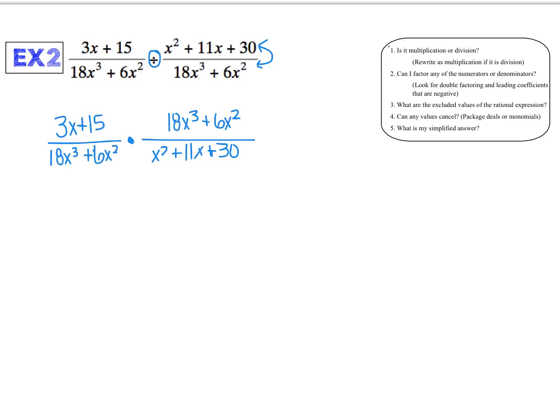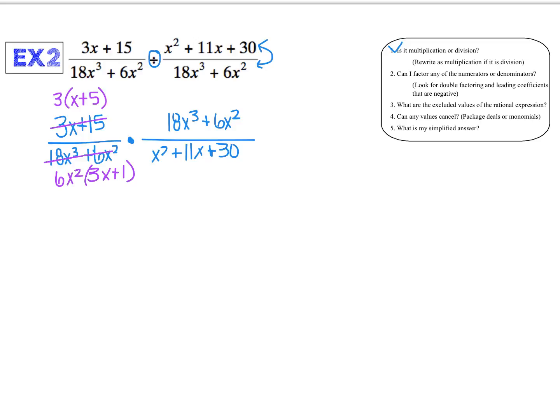All right, so it's division. I rewrote it. So now can I factor any of my numerators or my denominators? So when I look at 3x plus 15, I can rewrite that as 3 times x plus 5. And then in the denominator down here, I can take out a 6x squared, and I'm left with 3x plus 1. And then x squared plus 11x plus 30.